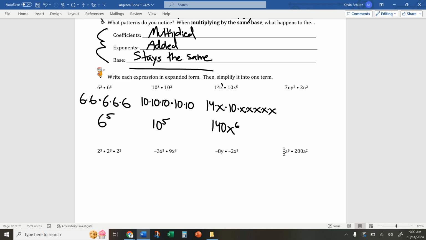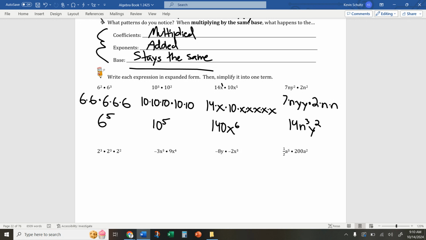7ny squared times 2n squared, so we have 7 times n times y times 2 times n times n. Combine what you can. What do you get? One term. Jude? 14n cubed y squared. Good. 14n cubed y squared.